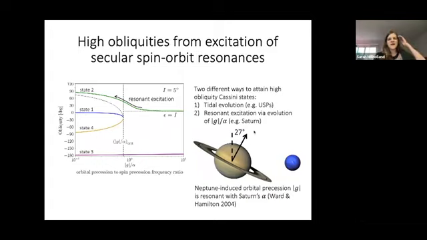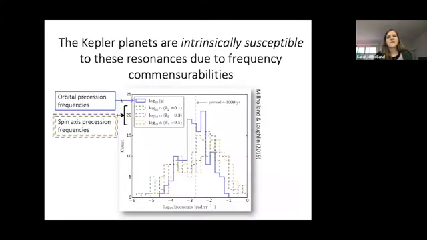So just to reiterate again, if the planet starts out here with the ratio g over alpha in this regime, and this ratio evolves, then the planet obliquity can also get excited to non-negligible values. So in this work from last year, we showed that these close-in Kepler planets are actually highly susceptible to these resonances because of just a coincidental frequency commensurability.